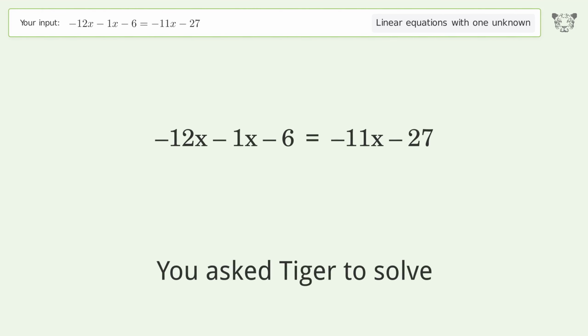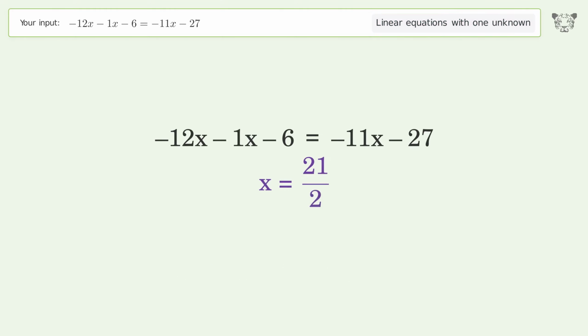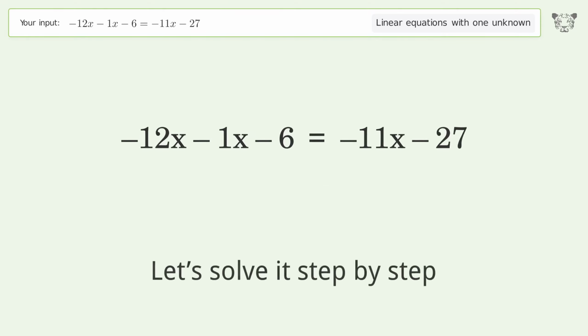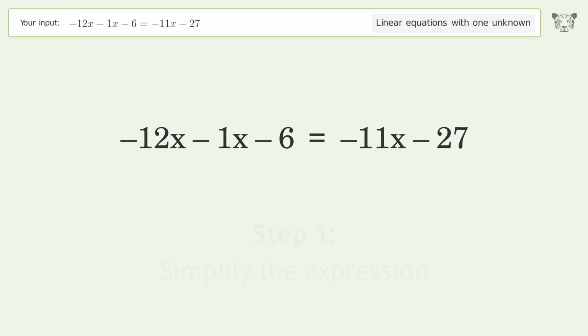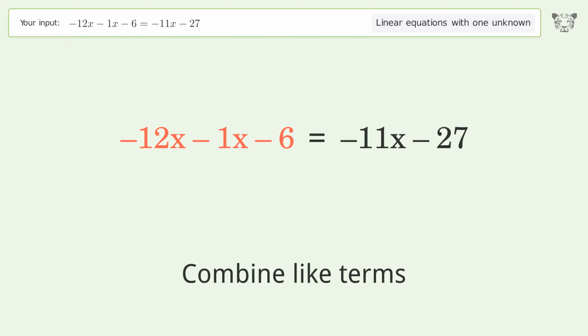You ask Tiger to solve this. This deals with linear equations with one unknown. The final result is x equals 21/2. Let's solve it step by step. Simplify the expression. Combine like terms.